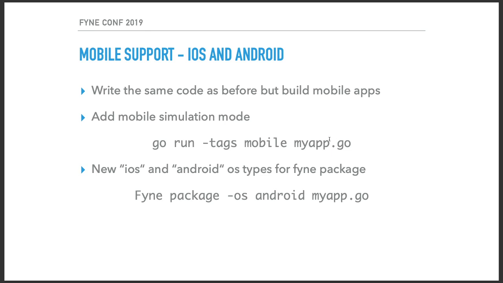Also, we have added iOS and Android operating system types for the Fyne package command. If you've not seen the Fyne package command before, no worries at all. We will be exploring it more later. But as you can see in this last command on the slide, packaging an application for your Android device is as simple as using Fyne package -os Android and the files to include. And that will generate an APK file, which you can then install onto your device or could process and upload for distribution.